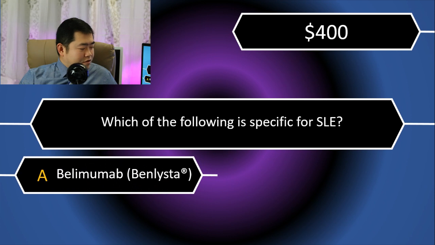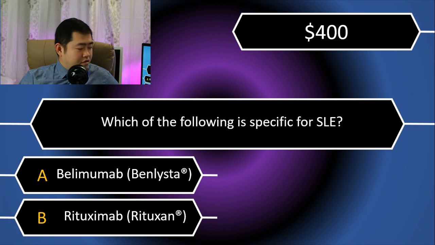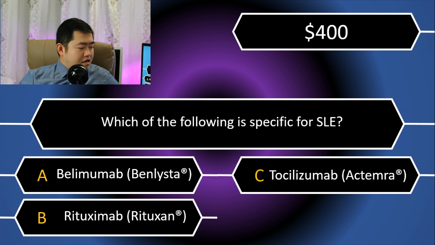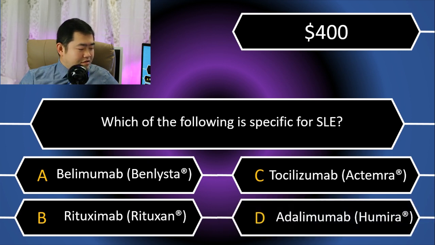Anyhow, first option, A, belimumab. B, rituximab. And C, tocilizumab. And D, adalimumab. Alright, all of those are quite challenging for me to say. And if you listen to the lecture carefully, you would almost know the answer immediately. Again, these are very basic assessments to see if you are paying attention or if you are falling asleep with my voice.